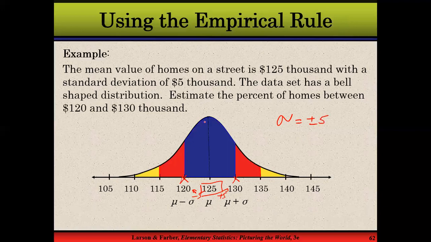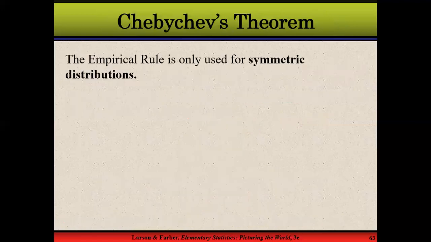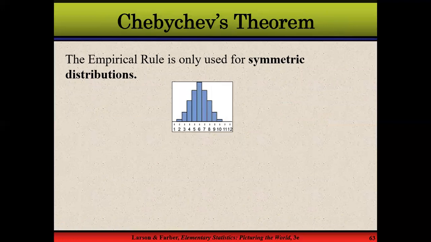So one standard deviation actually has 34% to the left of the mean and 34% to the right of the mean, in total 68% data. So this blue area has 68% data. So if we try to estimate the percent of homes between $120,000 and $130,000, they're exactly 68% of homes. Okay, so you can see from this statement that 68% of the houses have a value between $120,000 and $130,000. Now, what if the data is not symmetric?